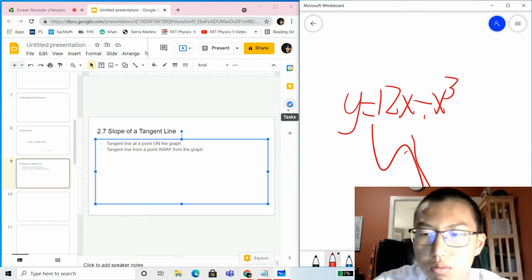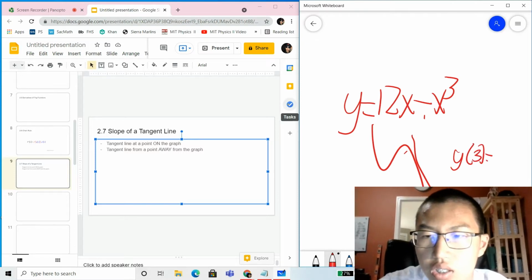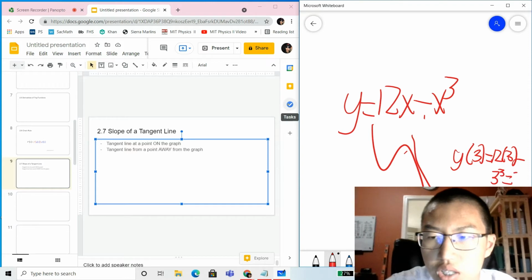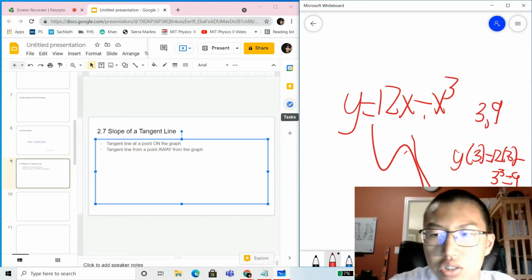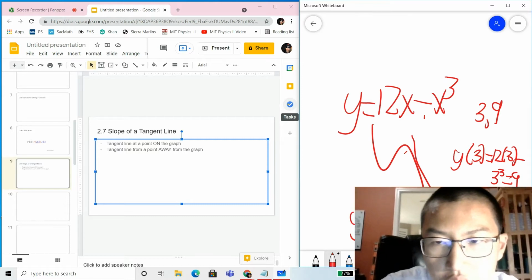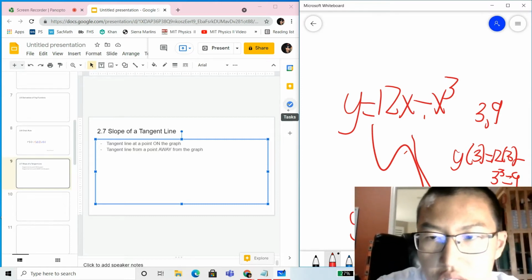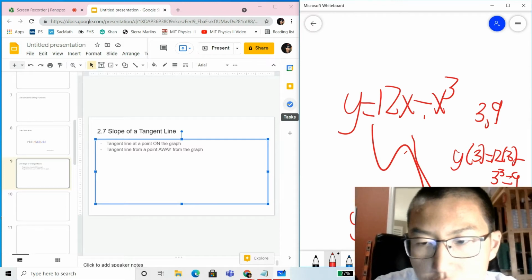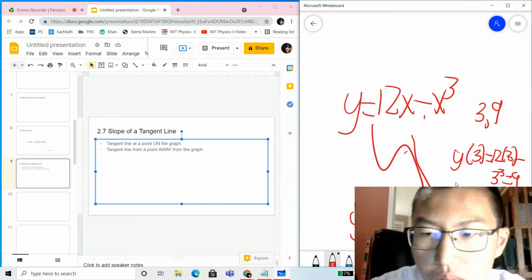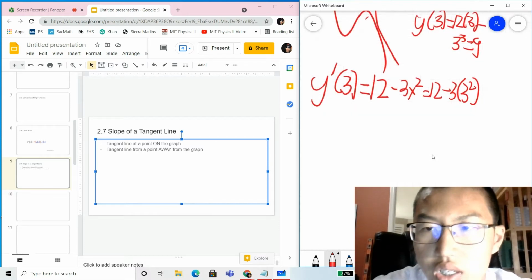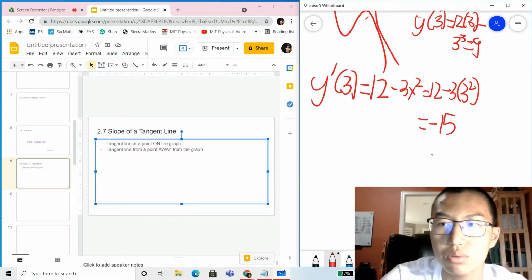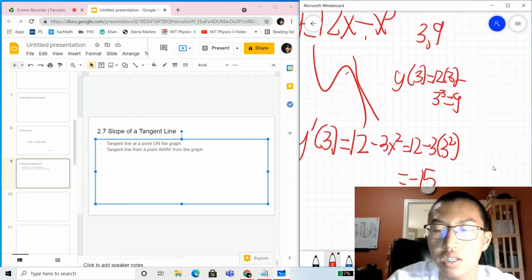So first, y of 3 is 12 times 3 minus 3 cubed, which is 9. (3, 9) is the point. Also we need to find y prime of 3, which equals 12 minus 3x squared, which is 12 minus 3 times 3 squared, which is 12 minus 27, and that's negative 15. So we have (3, 9) and negative 15.